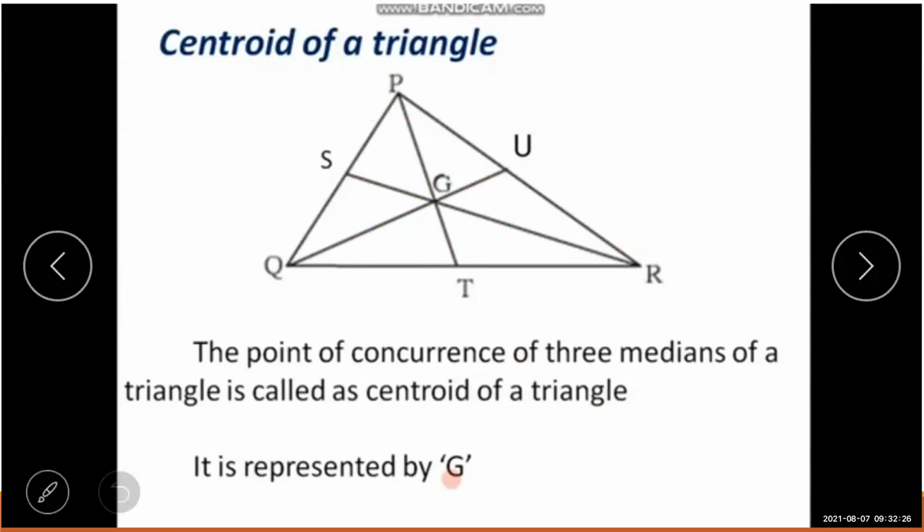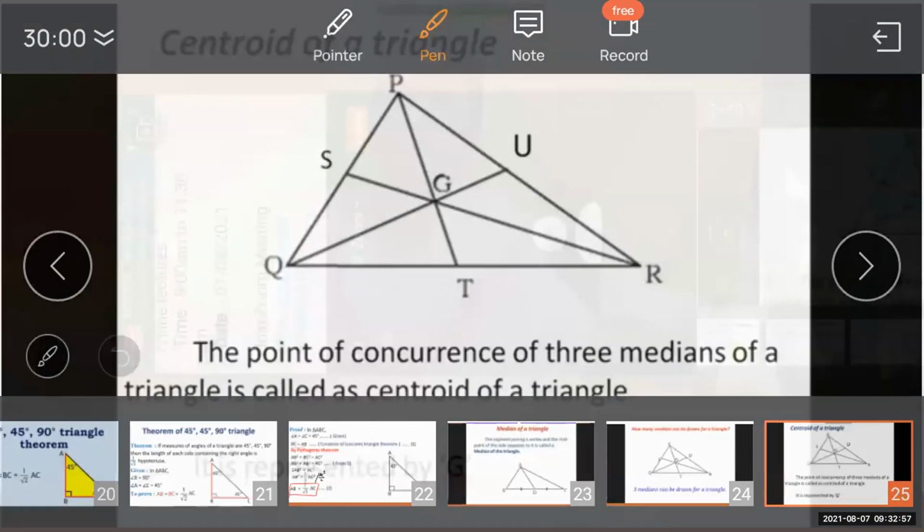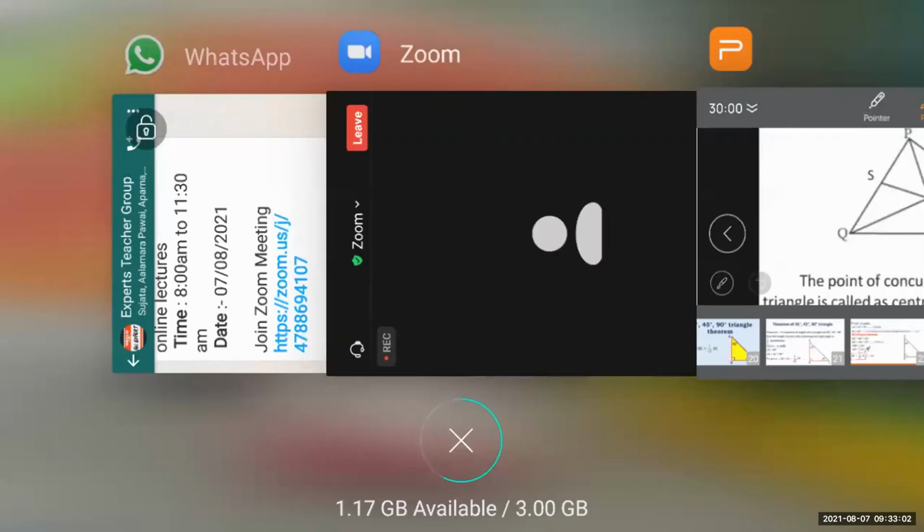So today we will stop here. The content from the textbook for today is covered. Tomorrow we will see another theorem. Now I will show you the omitted part of this lesson.